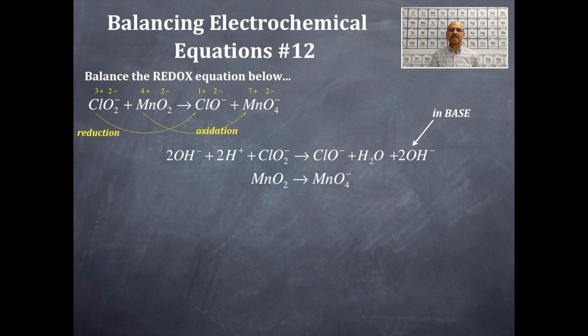Furthermore, on the reactant side, I have a hydroxide and a hydrogen. For every hydroxide and hydrogen combination, I'm going to have 1 water. I have 2 hydroxides, 2 hydrogens. I'm going to cross these out. I'm going to get 2 waters.